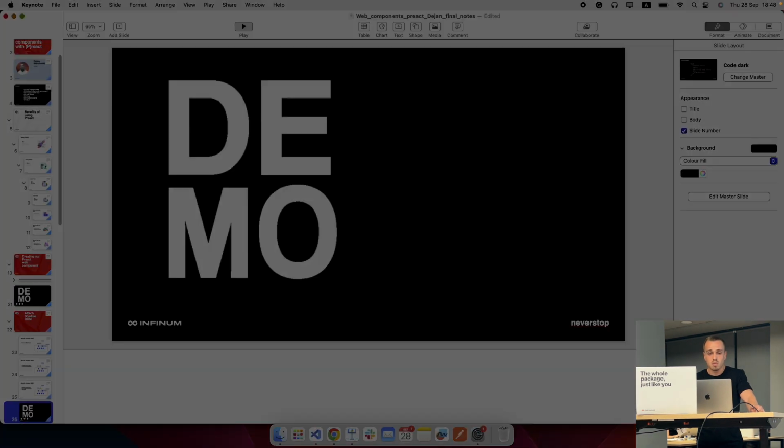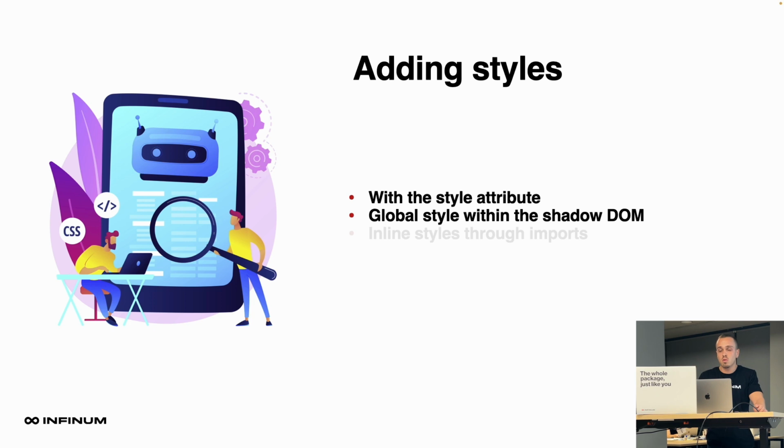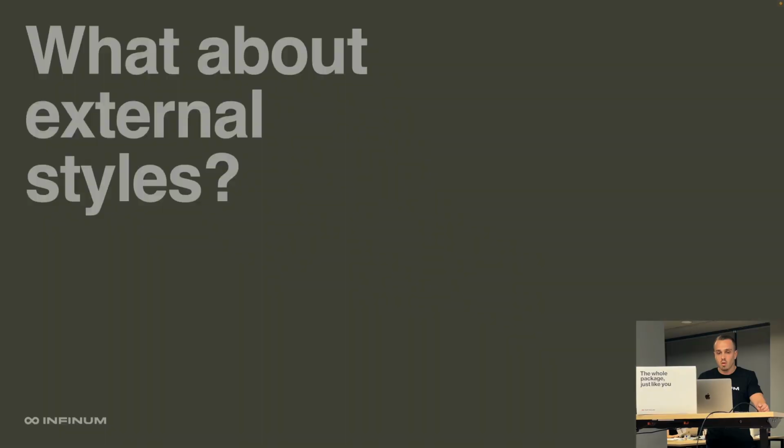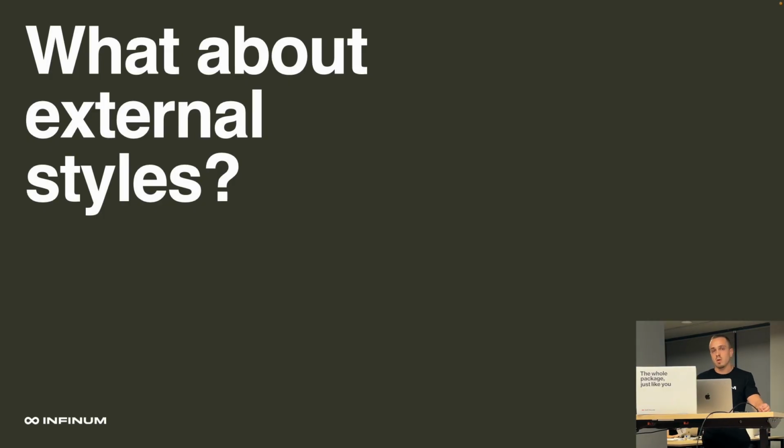So let's go back to the presentation, and we can add some styles now with the style attribute, with a global style within the shadow DOM, and also there is a way we can import some styles inline in our web component. Someone might also ask, what about external styles, and how can we let users add some external styles to certain parts of our web component?